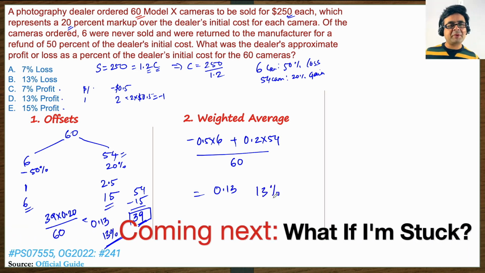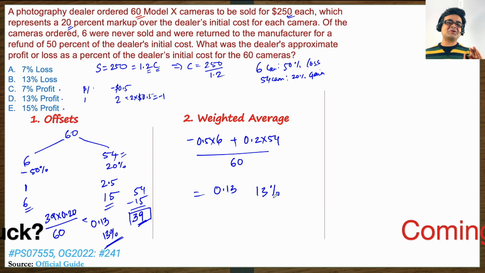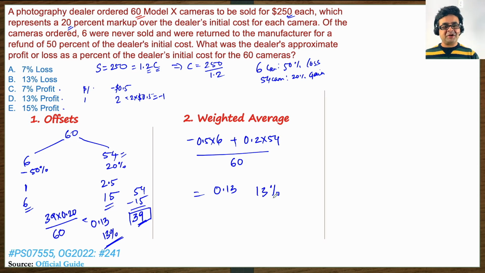Now if you are practiced enough, both of these methods will give you the answer in almost the same amount of time. The second probably will take you slightly less time. However, it is a little bit more involved calculation. Now let's assume that you're stuck. You don't know how to approach the offsets method, and the weighted average method is completely out of your mind, or you are not aware of it. How do you start solving questions like this?